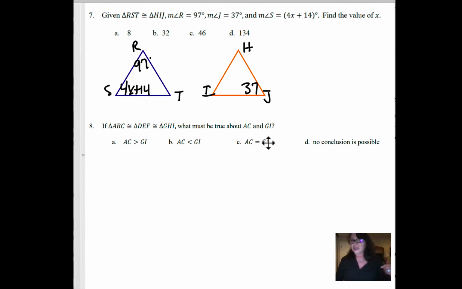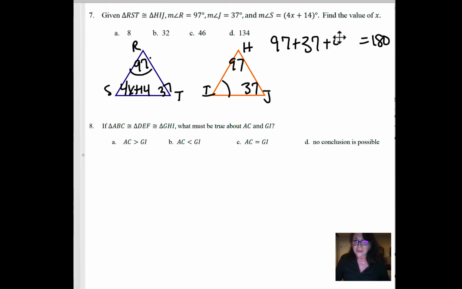So what you need to know is that if two triangles are congruent, then all their parts are congruent, meaning that's 97, that's 97. If this is 37, this is 37. If that's 4x plus 14, so is this. But in order to find the value of x, I'm going to take all three of my angles, add them up, and set them equal to 180 degrees. So I have 97 plus 37 plus 4x plus 14.